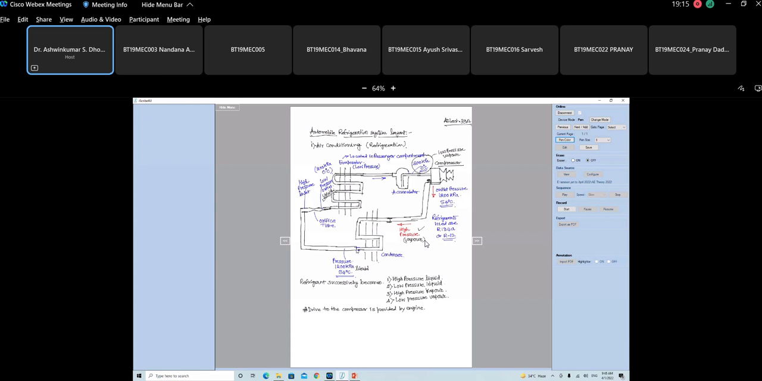And now the problem with the AC system is basically the adverse effect of the AC system on the fuel economy. So the compressor is driven by the engine. It absorbs a sizable amount of power.